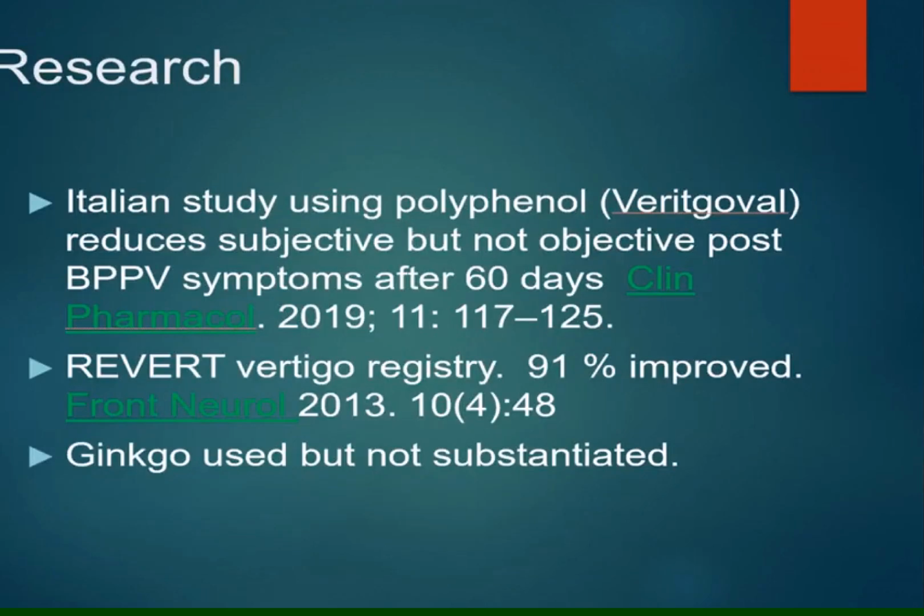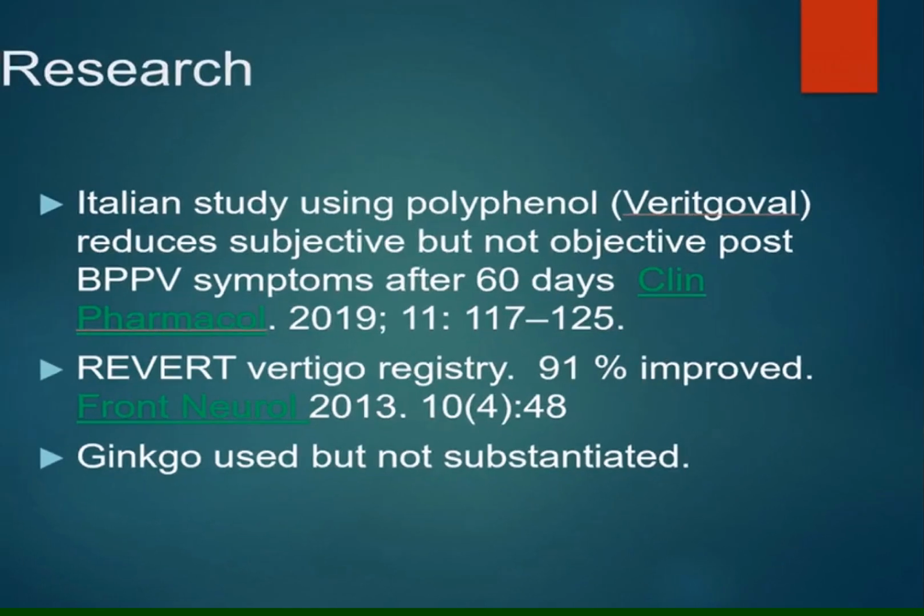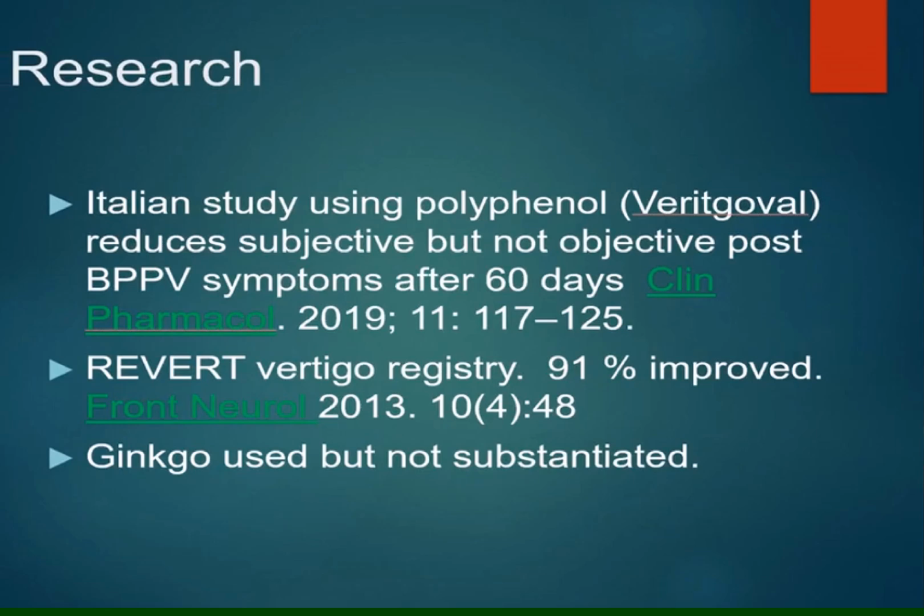So I want to talk a little bit about research. A recent study here from Italy using polyphenol mixtures, they call it vertagogol, if I pronounce that properly. Apparently in a small study of about 120 patients per control and intervention arm, they found that it reduced subjective sensations of vertigo or dizziness, but there were no objective findings when they did the provocative testing.